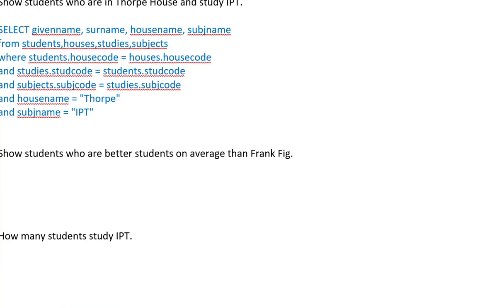Okay, basically we are after students with better averages than Frank Fig. So a good place to start is if we get everybody's average percentage. If I asked you what everyone's average percentage was, what tables would we need to use?